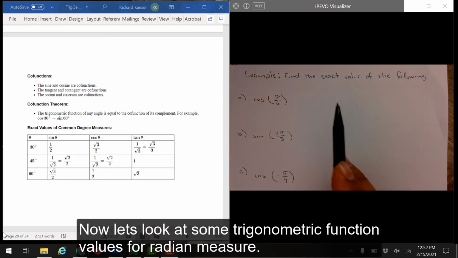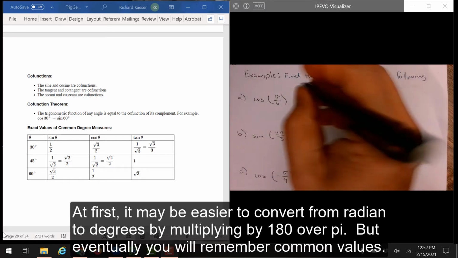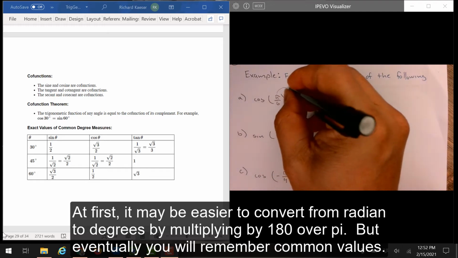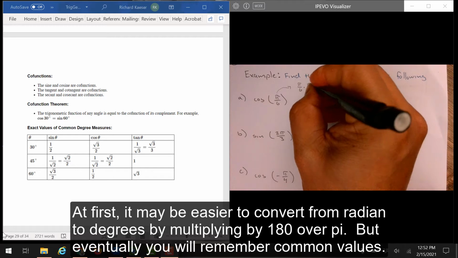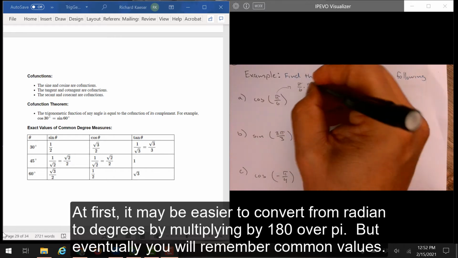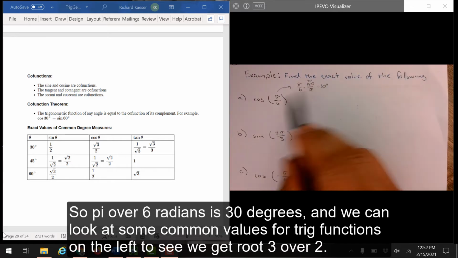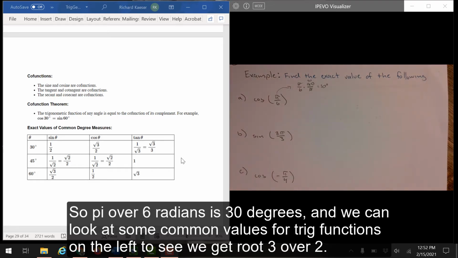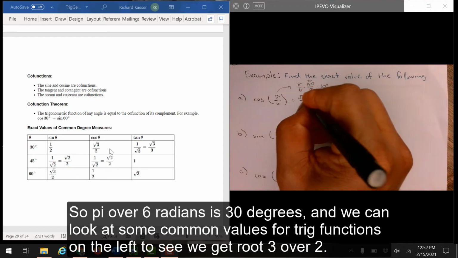Now let's take a look at some trigonometric function values for radian measure. At first, it may be easier to convert them from radians to degrees by multiplying by 180 over pi, but eventually you'll remember common values. So pi over 6 radians is 30 degrees. And we can look at some common values for trig functions on the left to see we get root 3 over 2.